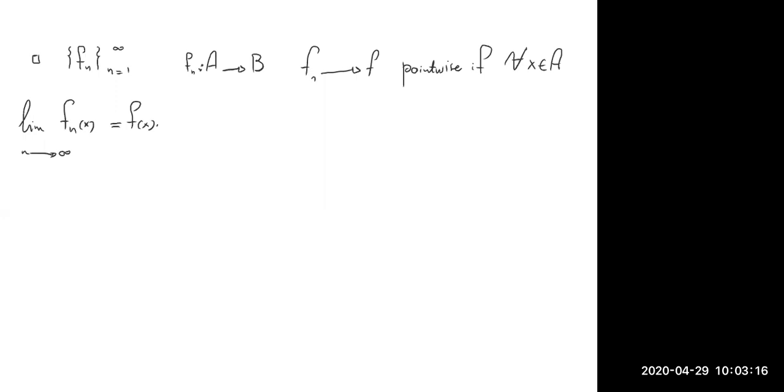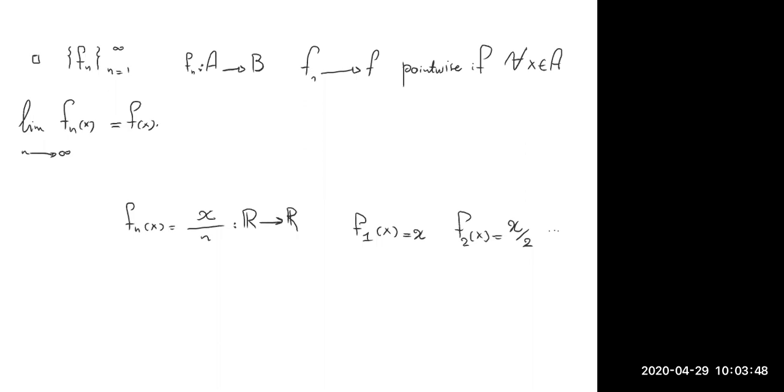So for example, consider this sequence of functions. Define f_n of x to be x over n. It's a function from R to R, right? So for example, f_1 of x is x over 1, which is just x. f_2 of x, the second function in this sequence, is x over 2, and so on.